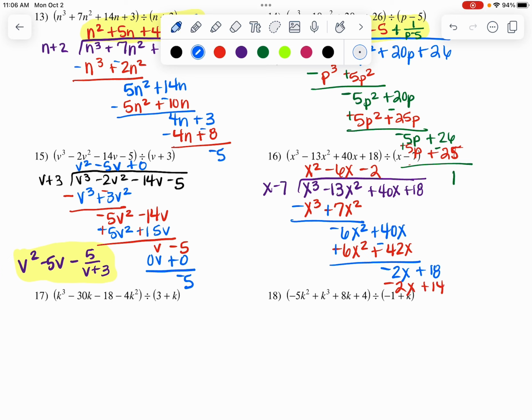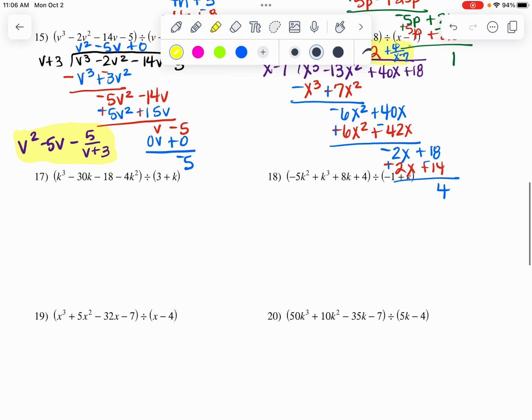And then when I subtract, that's going to change signs. So that's going to end up being a 4 for my remainder. So plus 4 over x minus 7. So your answer here is x squared minus 6x minus 2 plus 4 over x minus 7.